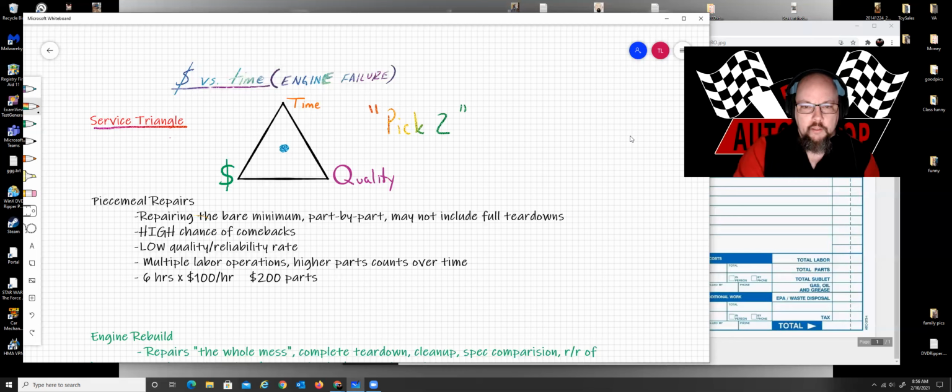Quality can suffer because maybe you get a batch of bad parts. Maybe there are technician competency levels that come into play. It could even be a situation where the customer and the service writer can't come to a solid agreement about how to fix the vehicle, and the best repairs aren't chosen. Any number of things come into play.